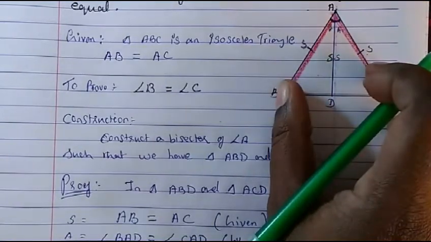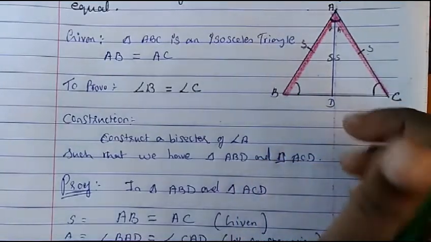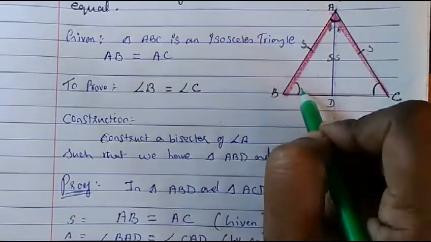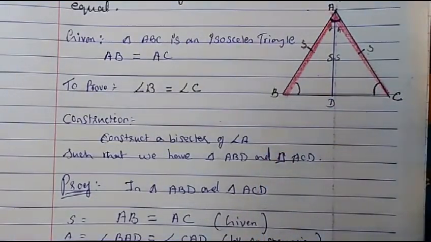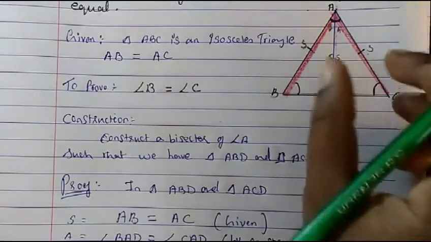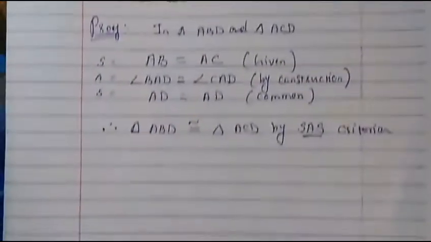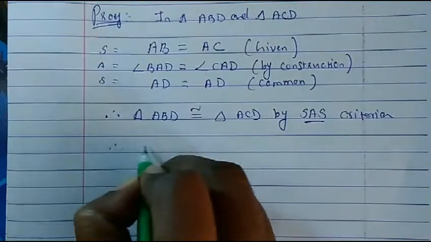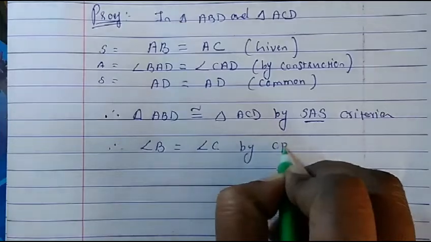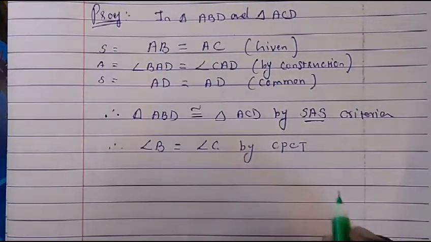So if both the triangles are congruent, then angle B becomes equal to angle C, because when we say these two triangles are identical, then the remaining angles and remaining sides all become the corresponding parts of the congruent triangles. So corresponding parts also will be equal because both are identical, meaning the remaining parts all will be the same. Therefore angle B becomes equal to angle C by CPCT. CPCT means corresponding parts of congruent triangles.